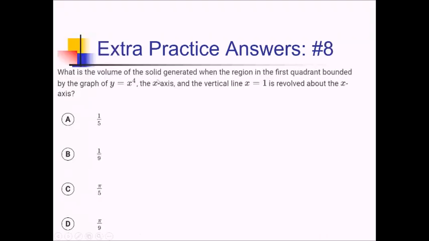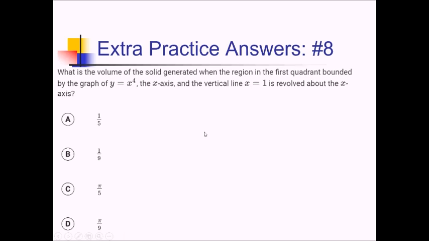For this problem, we want the volume of a solid that's generated when the region in the first quadrant bounded by x to the fourth, the x-axis, and x equals 1 is revolved around the x-axis. So for this one, just thinking about what the graph of x to the fourth looks like, it's basically a more severe version of a parabola. We're going through the origin, and we're going until we get to the line x equals 1. So our limits of integration for this volume are going to be 0 and 1.